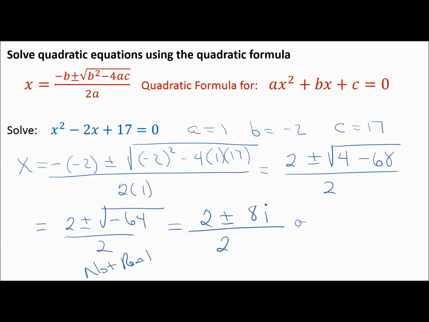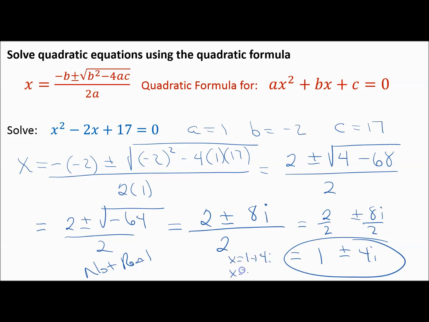But now what I can do, just like I did when I did division, I can put the 2 underneath each of these separately. So I could say 2 over 2 plus or minus 8i over 2, which simplifies to 1 plus or minus 4i. Those are my two solutions. One of them is x is equal to 1 plus 4i. The other one is x is equal to 1 minus 4i.